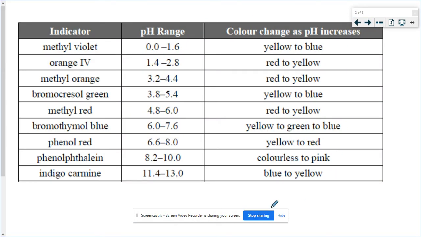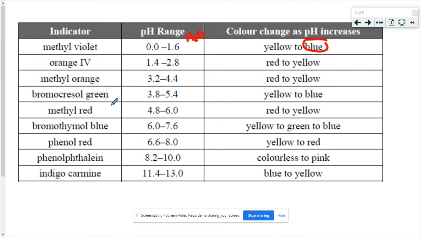So here's an example of some of the different indicators that you have in your data book. Methyl violet, for instance, will change color only between 0 and 1.6. So if we were to use water, which we know has a pH of about 7, and put methyl violet in water, we would expect it to be blue, because it will change to blue at anything greater than 1.6. If we skip down, we won't go through every single one of these.